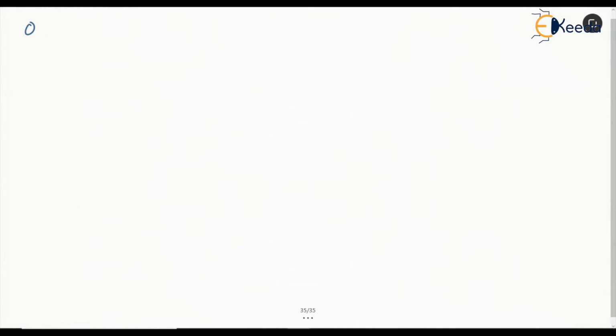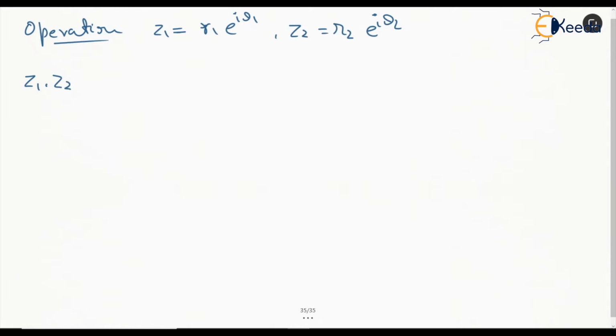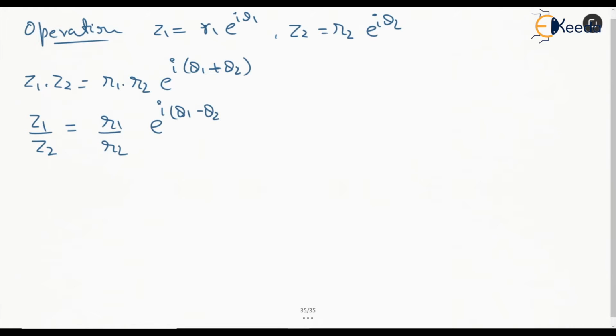The operations on the complex variable: let's say if z1 is r1 e to the i theta 1 and z2 is r2 e to the i theta 2, then z1 into z2 can be given as r1 into r2 and the arguments will be added. So this is theta 1 plus theta 2. Similarly, if we are dividing z1 by z2, this is r1 by r2, whereas the angle will become e to the i theta 1 minus theta 2.